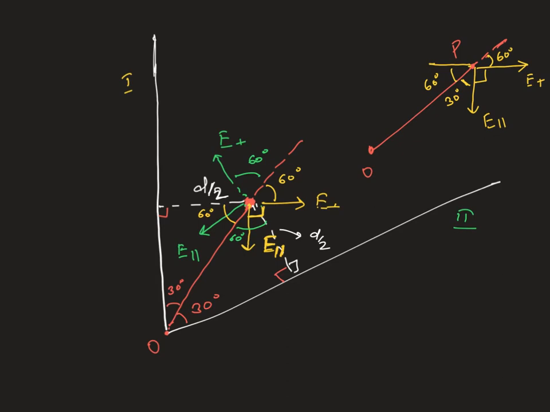Okay, so same diagram. This is point O, this is point P, and let me draw the second wire. Now the perpendicular distance from the wire, this is E perpendicular and this is E parallel.